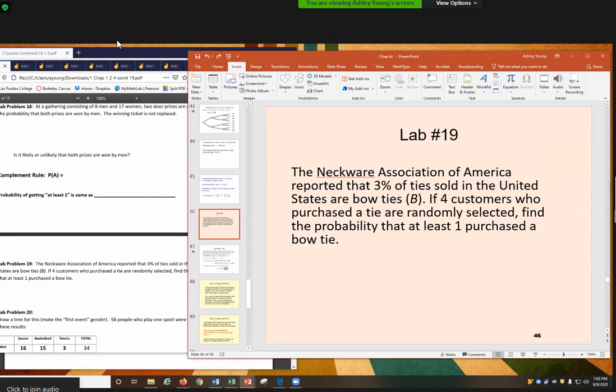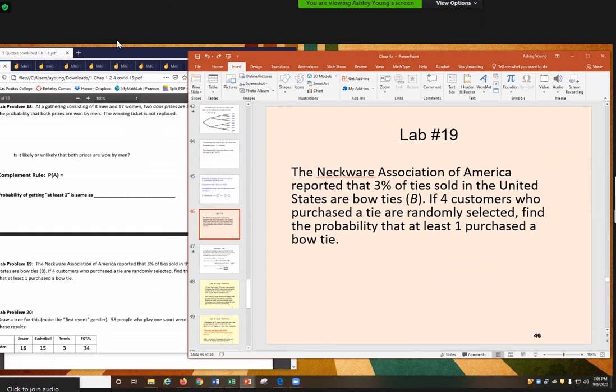The Neckwear Association of America reported that 3% of ties sold in the United States are bow ties. If 4 customers who purchase the tie are randomly selected, find the probability that at least one purchased a bow tie.